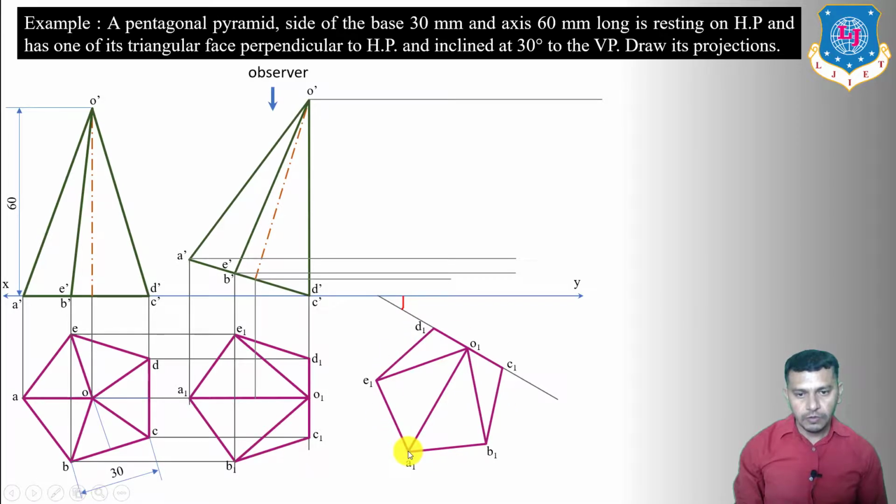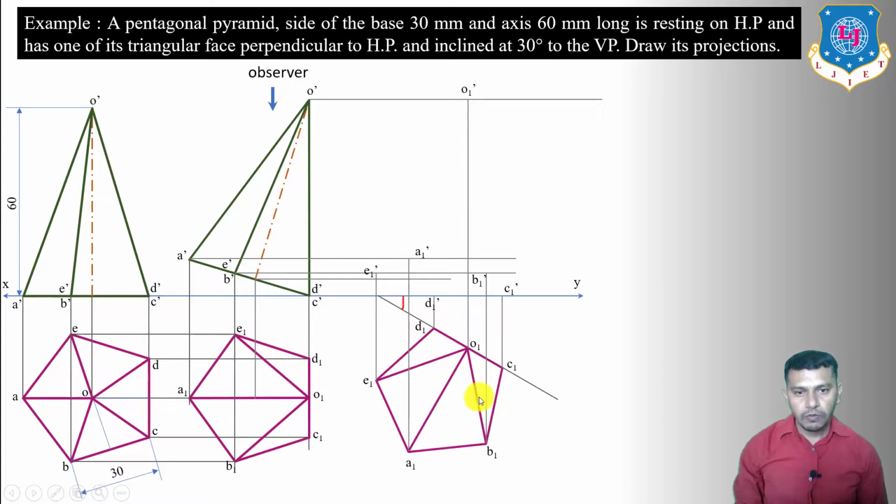Okay, so draw the projection of A, this will be our A1. Draw the projection of B, this will be our B1, C1, D1, and this will be E1, and this will be our O1 dash, right?